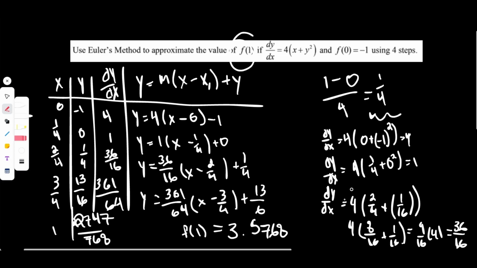And as you may pick up on, the more steps you have, the more accurate your approximation is, and the fewer steps you have, the less accurate you are. And yeah, that's Euler's method.